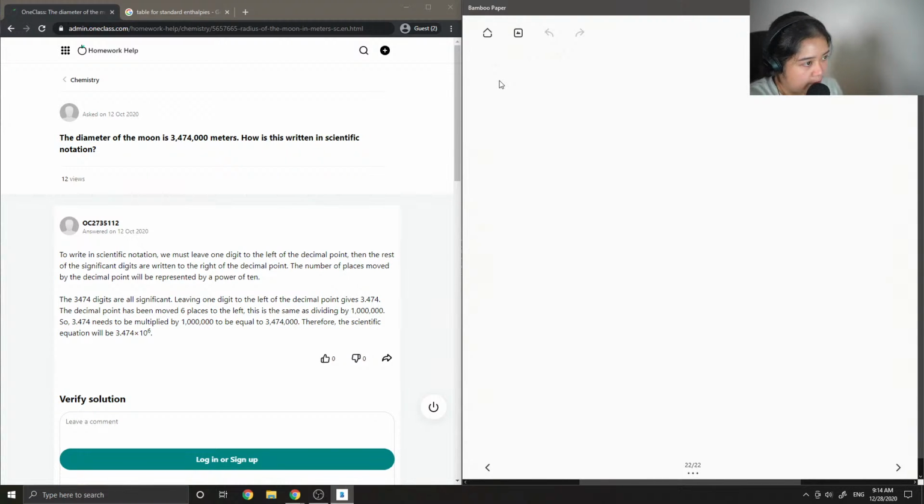And on to question 5. The diameter of the moon is 3,474,000 meters. How is this written in scientific notation? Okay, so let me write down this number.